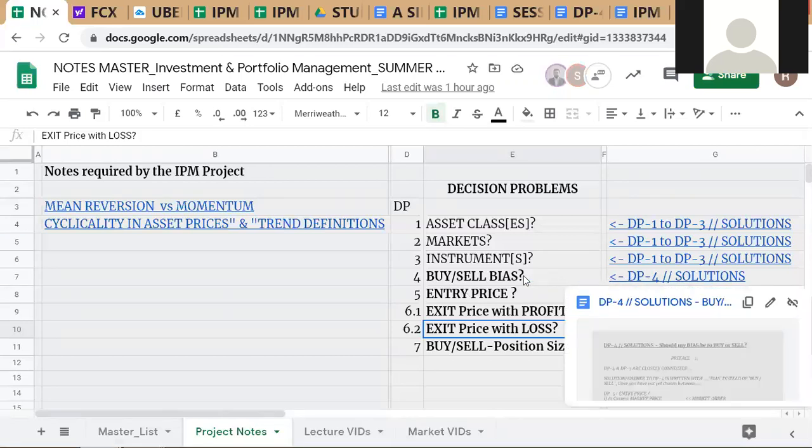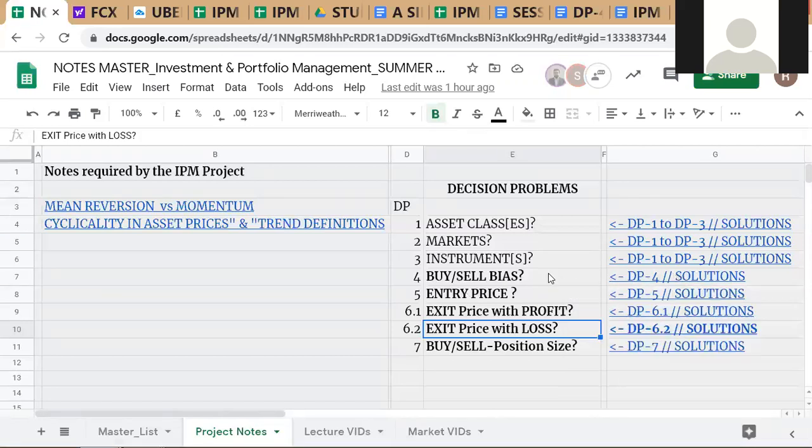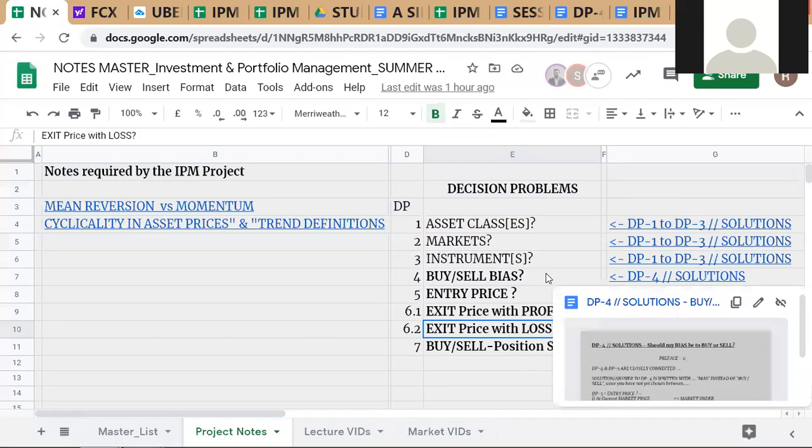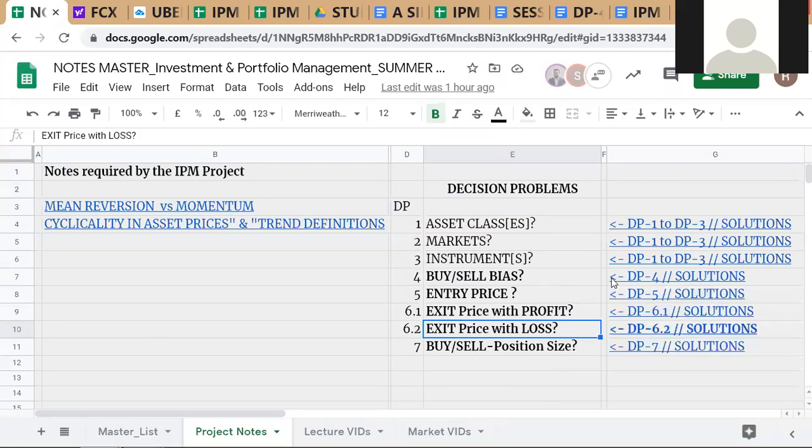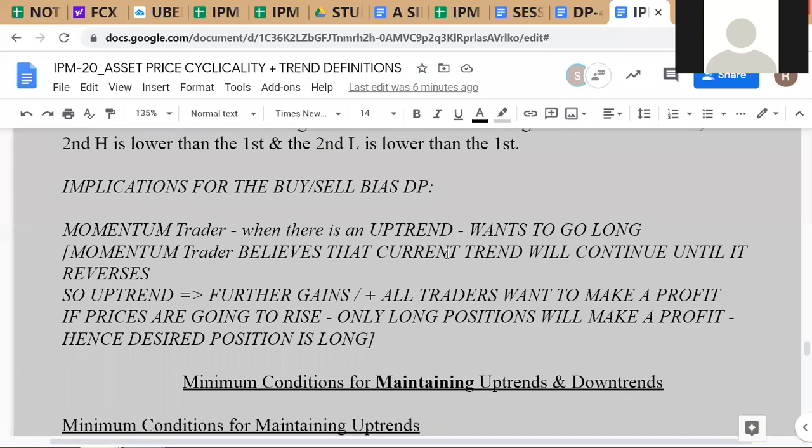Okay, we were using the basic trend definition, higher highs, higher lows, and combining it with the momentum philosophy to quickly solve this DP4. Because we came up with buy signals and sell signals.